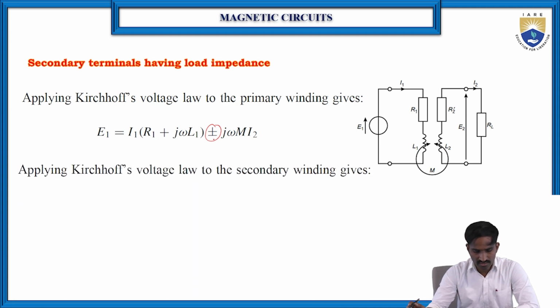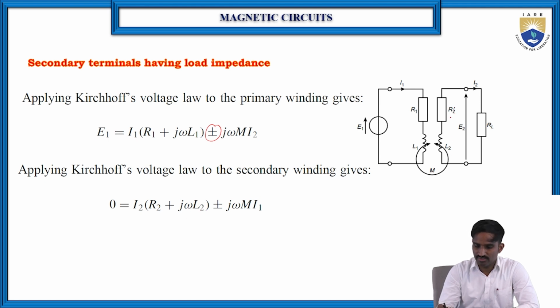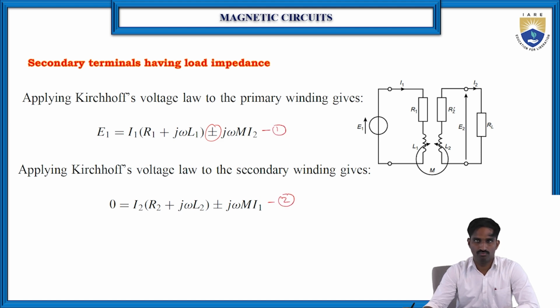Then the same thing again, apply Kirchhoff's law to the secondary winding. Initially let us consider, because we don't know the value of the voltage E2, we are just considering it as 0. So then I2 into R2 plus j omega L2, because here this is L2 and this is R2, and plus or minus j omega M into I1, because some amount of voltage will be produced across the secondary winding due to the current flowing through the primary winding, the same way as in equation number 1. So let us consider this is equation number 2, right?